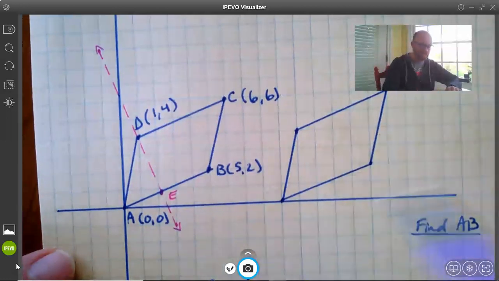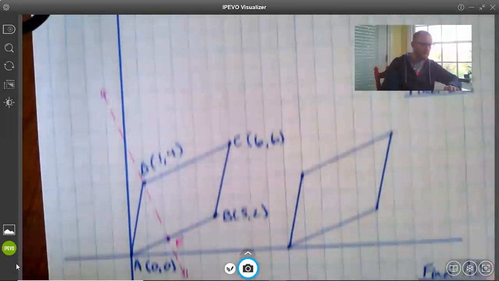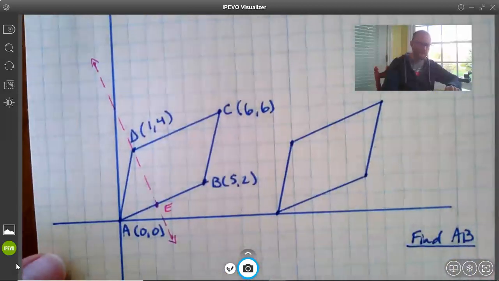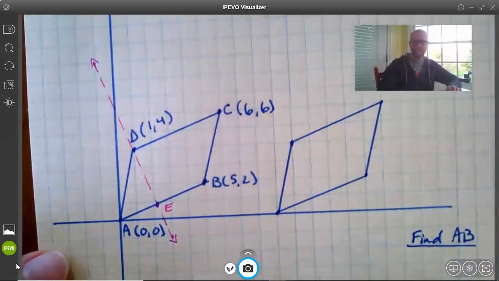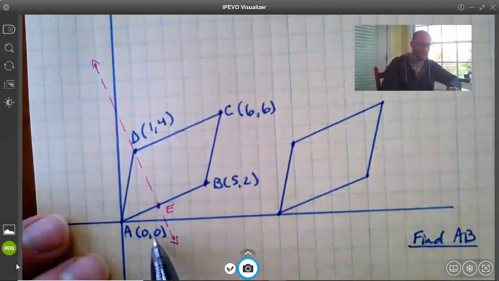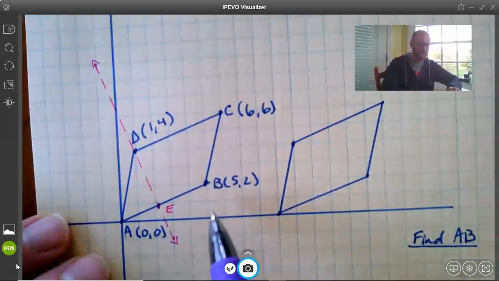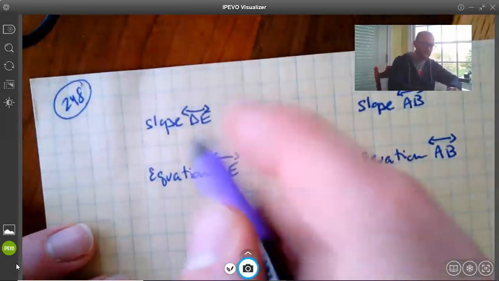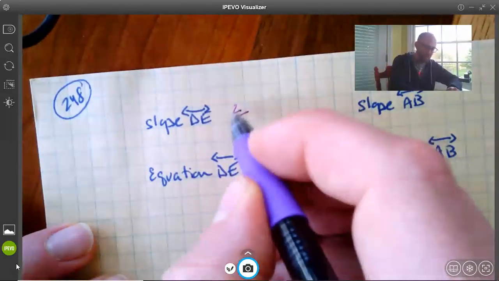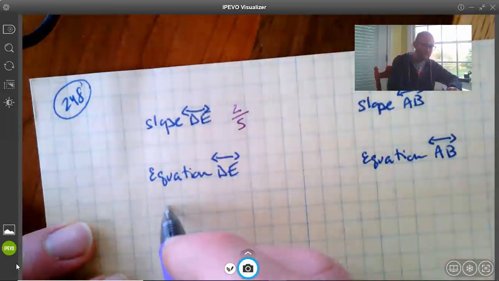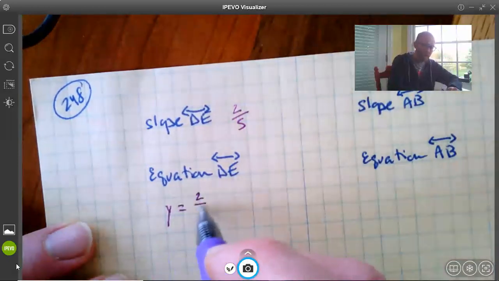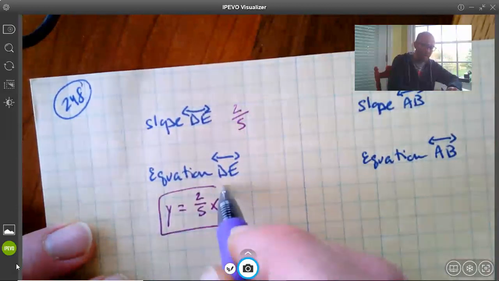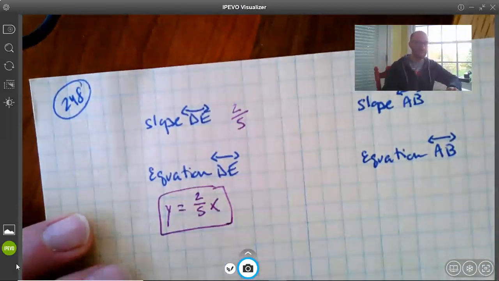So DE. Let's find AB first. So line AB. Look here. Wait a minute. Oh, no, we're going up here for that. Oh, okay. Phew. Off track here. All right. So line AB passes through 0, 0 and has a slope of 2/5, right? Because it goes over 5 and up 2. The slope is 2/5, and the equation is a pretty simple one. Y equals 2/5 x. We don't have to do anything fancy because the y-intercept is 0.